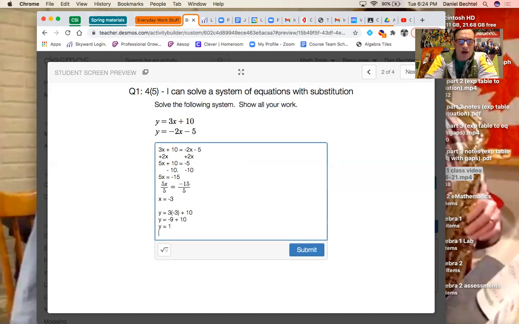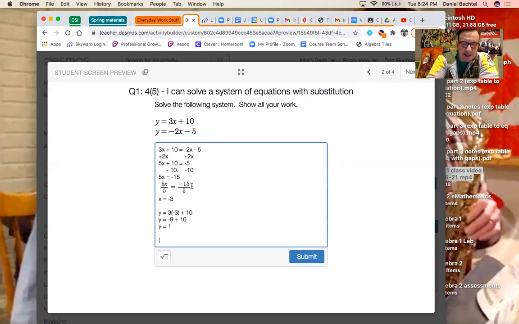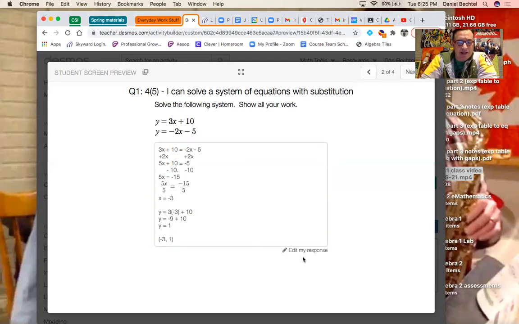So now, to get my final answer for this, I need to write a point. Negative 3 is my x, so I'm going to do that one first. Do a comma. 1 is my y, so I'm going to do that second. Close the parentheses, and I am done with this. And then you're going to click submit. It's going to get turned in, and I'm good to go for that one.